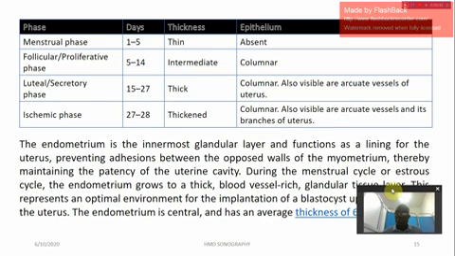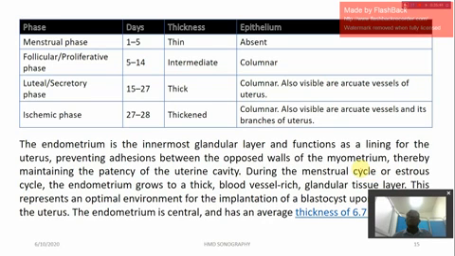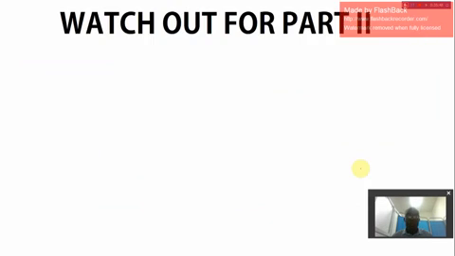So we'll be looking at first trimester sonography. We'll talk about blastocysts and the trophoblastic tissue.